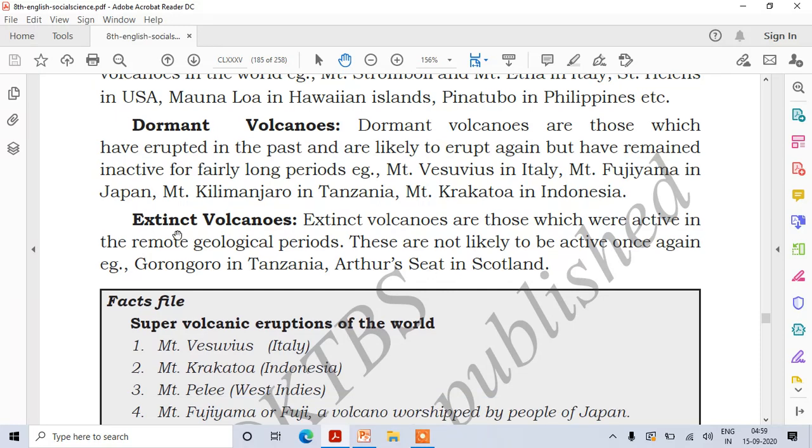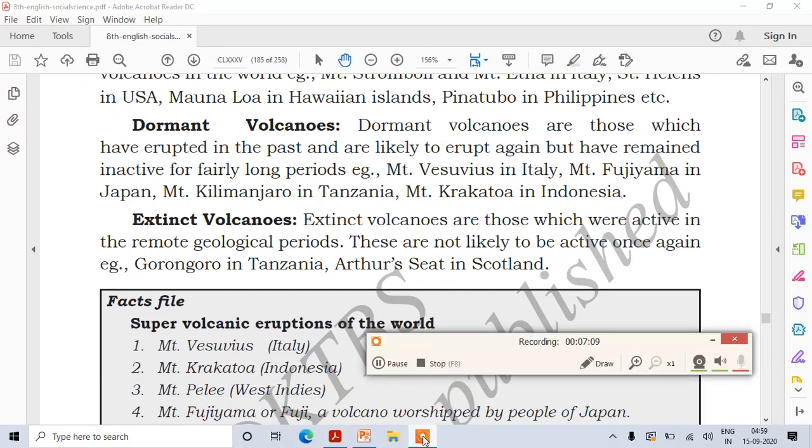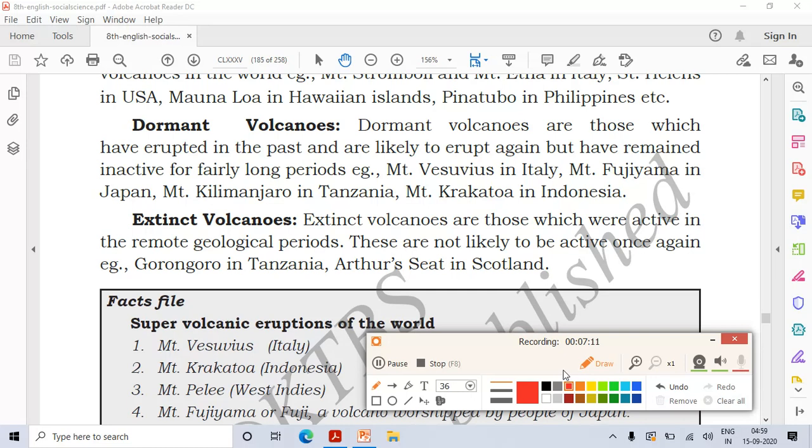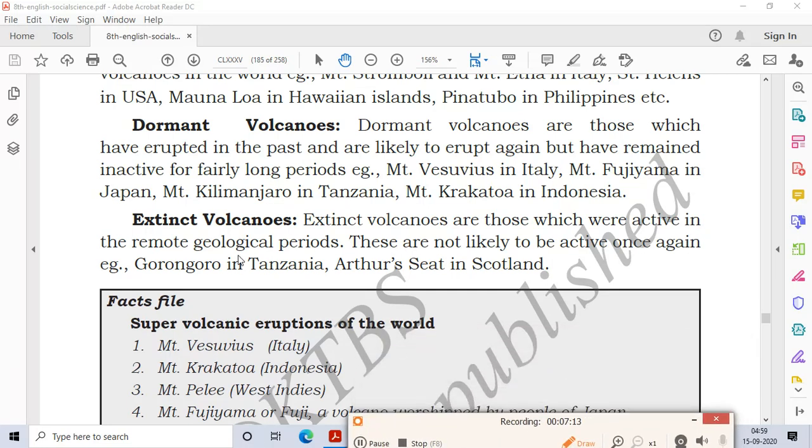Next, we have extinct volcanoes. Extinct means which is not present at all now. Like dinosaurs, they have gone extinct. Like that, we have extinct volcanoes. Extinct volcanoes are those which were active in the remote geological periods. It means during the past they were active, but they are not likely to be active once again. No more, they cannot come back again. Examples are Ngorongoro in Tanzania and Arthur's Seat in Scotland. You can remember the name of any one or two extinct volcanoes.